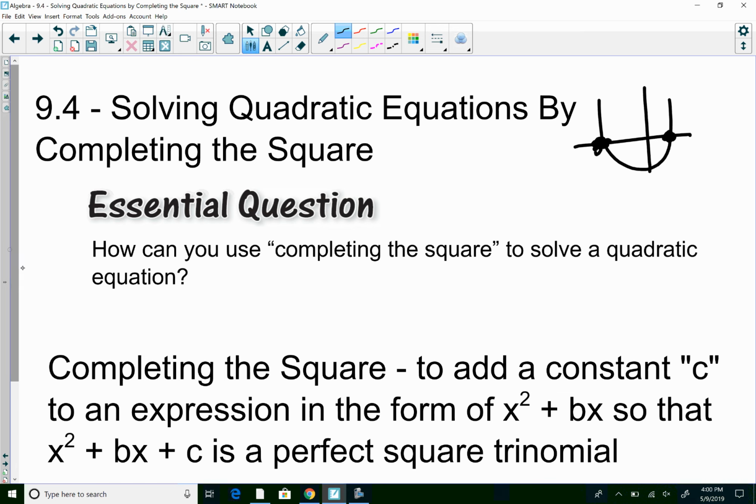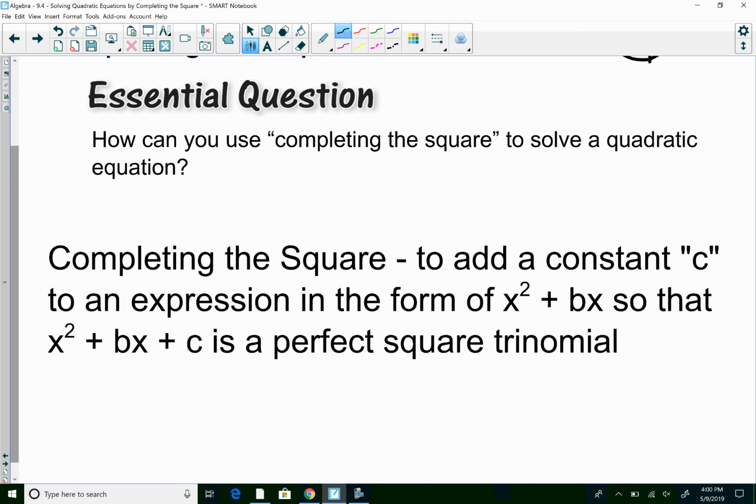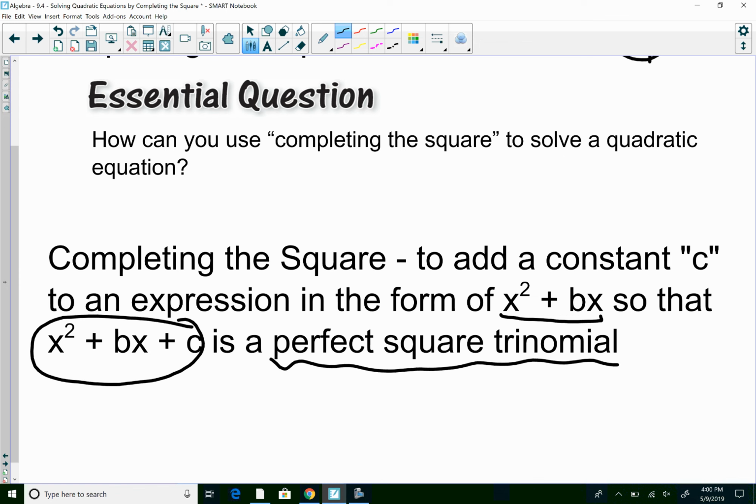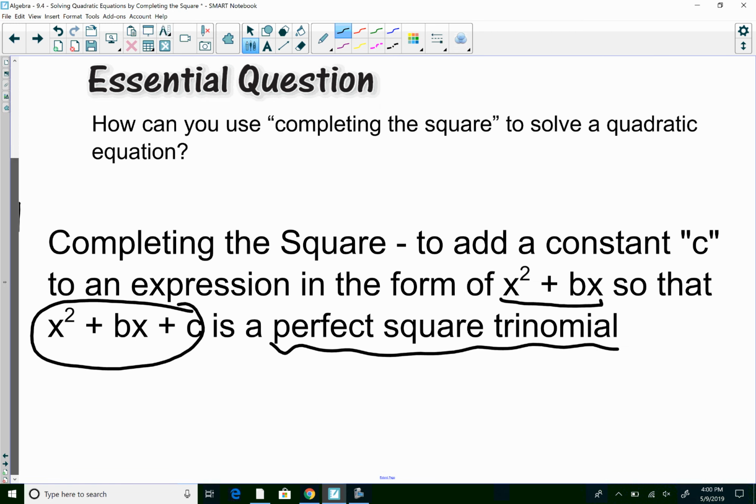Basically what's going to happen with this completing the square process is, and here's the definition, to add a constant to an expression in the form of x squared plus bx so that it looks basically like it's in standard form and is a perfect square trinomial. Okay, here's a basic example of what that looks like.